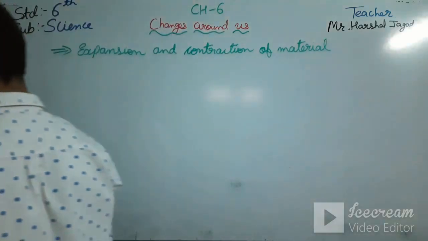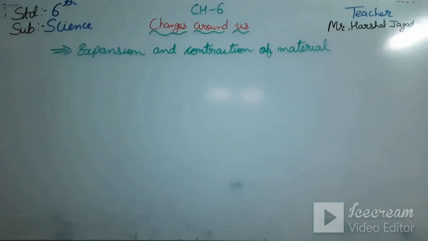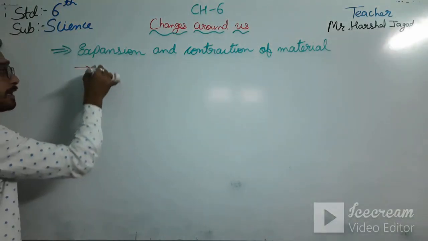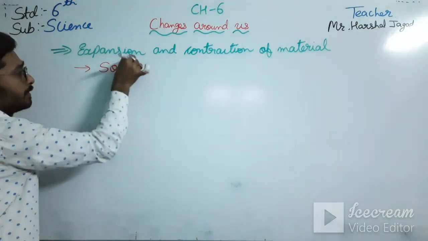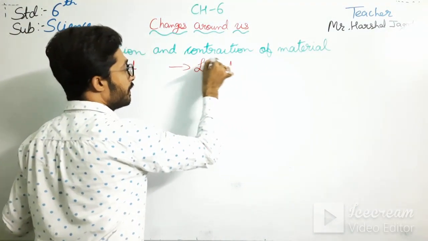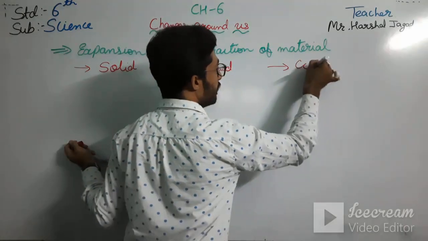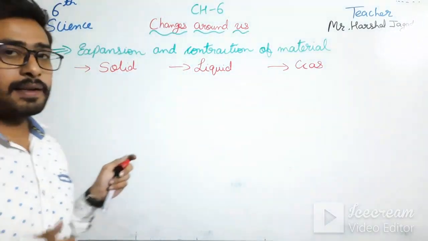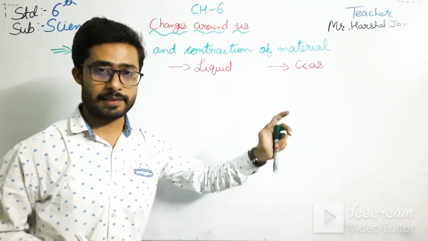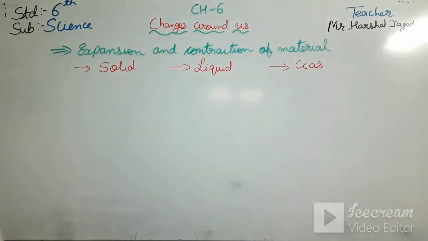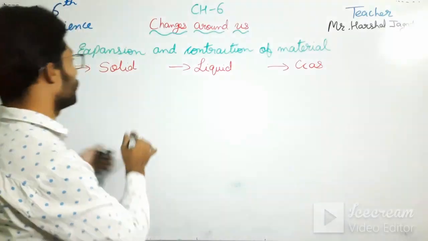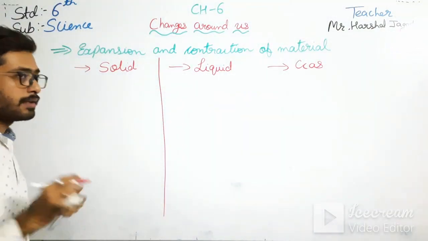We know that materials can be in how many states? First, solid, liquid and gas. So the material can be in three states: solid, liquid and gas. Let us see one by one. First of all, expansion in solids.